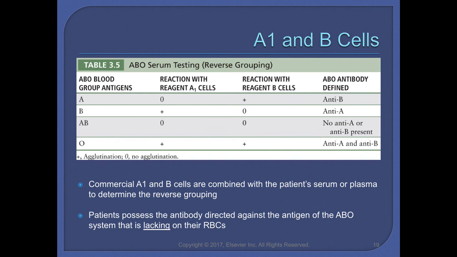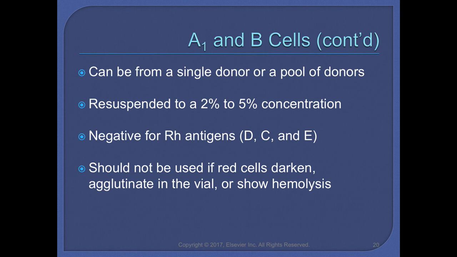So in doing this testing, commercial A1 cells and B cells are combined with the patient's serum or plasma to determine the reverse grouping of the patient. The patient possesses the antibody directed against the antigen of the ABO system that is lacking on their red blood cells, okay? You'll always make the antibody to the antigens that you lack. Okay, so this is a little bit more about the A1 cells and B cells that we use in reverse grouping.